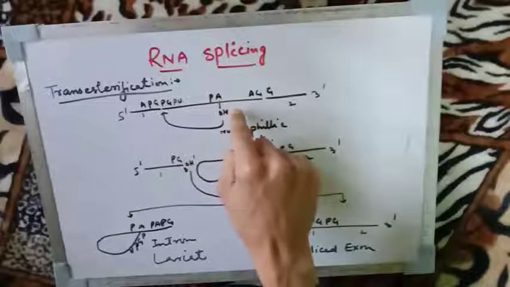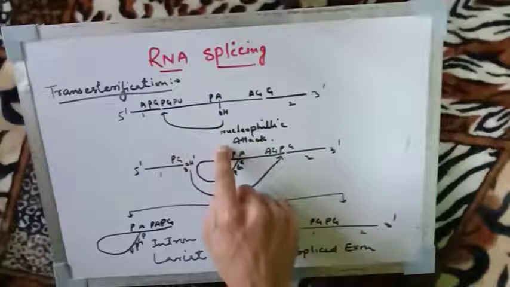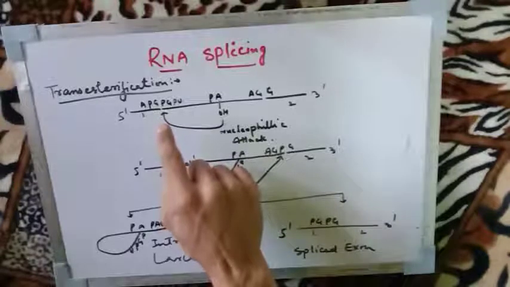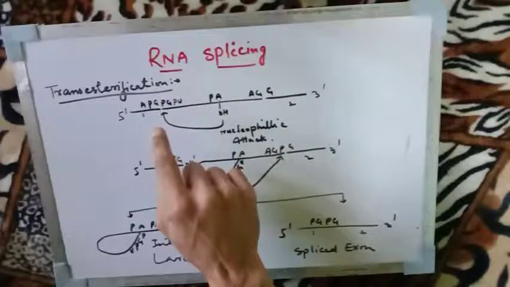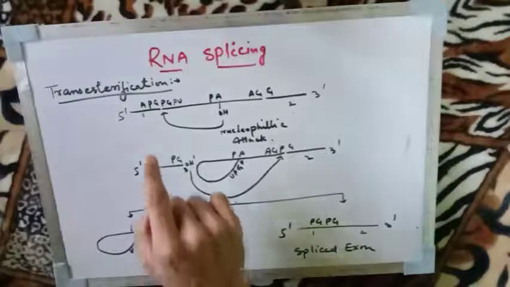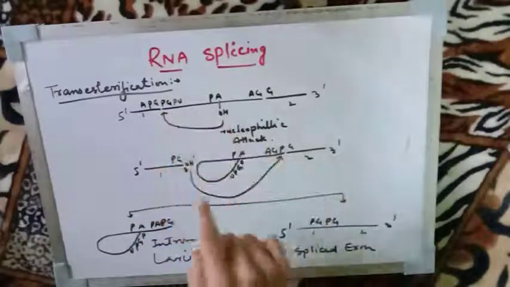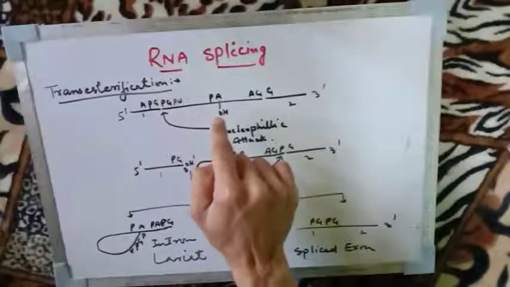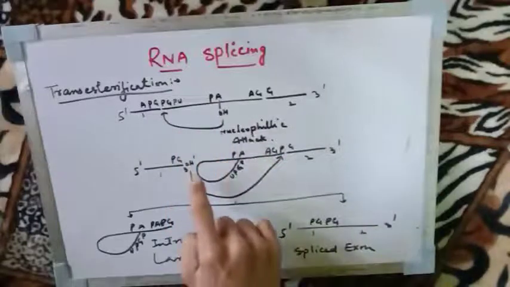The OH of the adenosine of the branch point acts as a nucleophile. It attacks the phosphoryl group here of the conserved guanine in the 5' splice site. Okay, it attacks this, and it breaks the phosphodiester bond. The 5' free end of the intron is joined to the branch point adenosine. It forms a lariat.